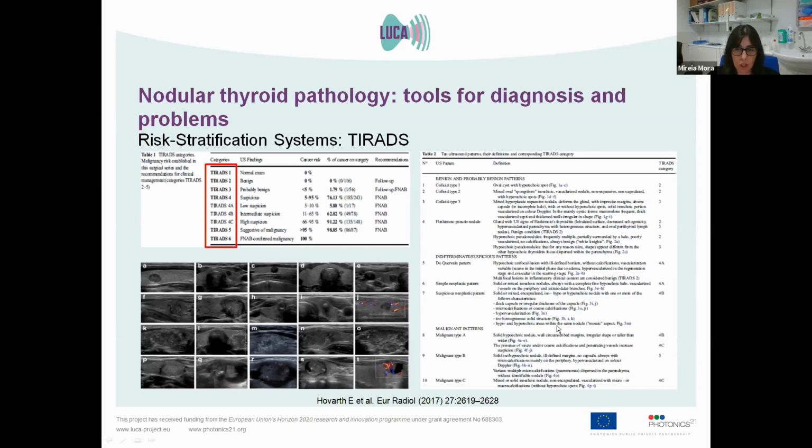As you can see, the slide is showing you that it's quite complicated. In my opinion, it's not an easy classification. You have to take into account a lot of aspects, and sometimes it's quite difficult to decide which is the point or the category in which you have to classify your nodule. However, it is a very introduced classification, and the correlation with malignancy is quite good.